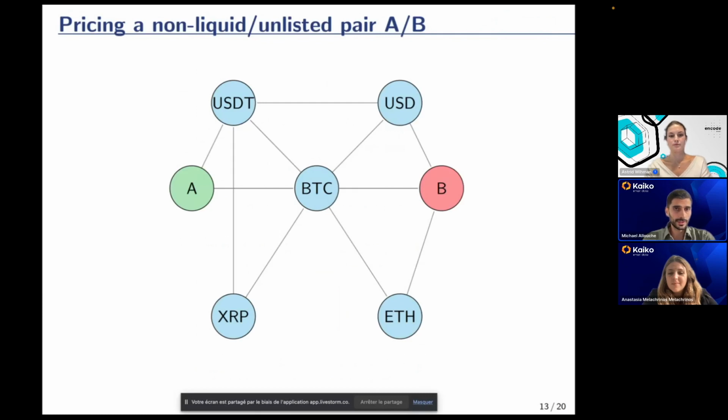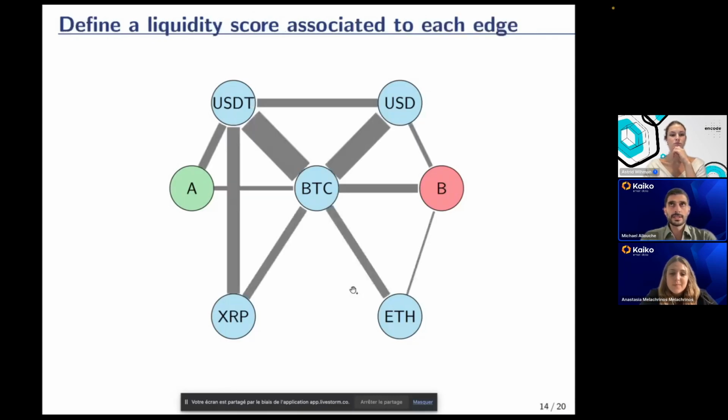Find a robust methodology. But now, what if we want to price any pair AB if it's either non-liquid or even unlisted? This problem can be summarized in a simple graph, where you have some vertices, the assets, and the edges, which are the connections showing whether a pair is traded or not. So the first part is to define a liquidity score, which has a financial and mathematical interpretation, and which is very fast to compute.